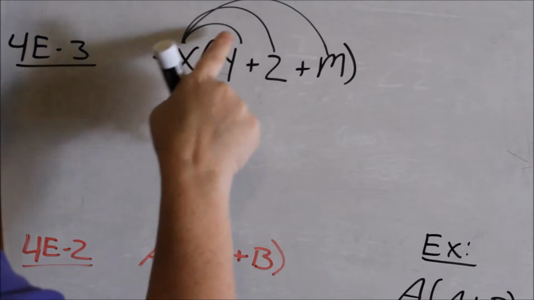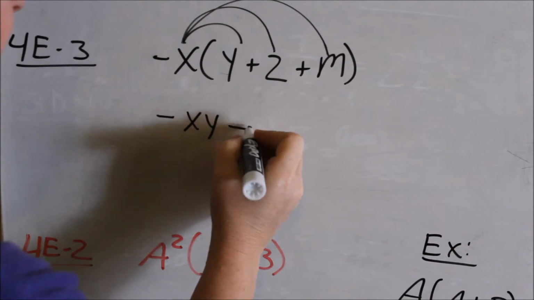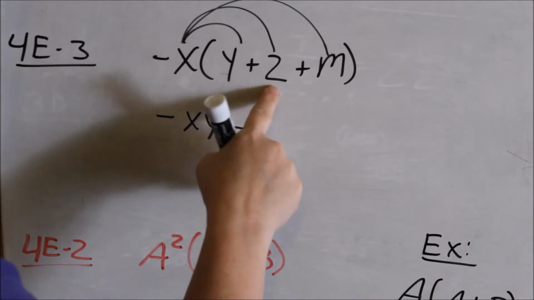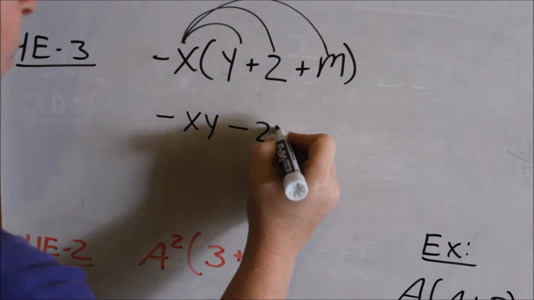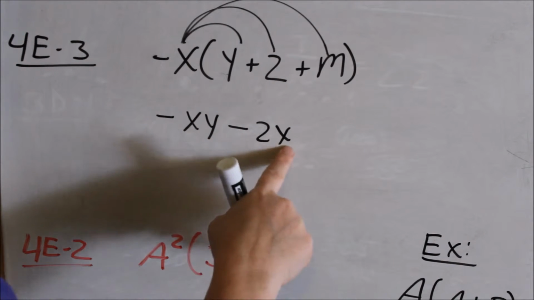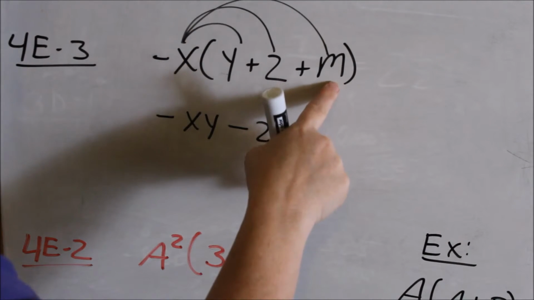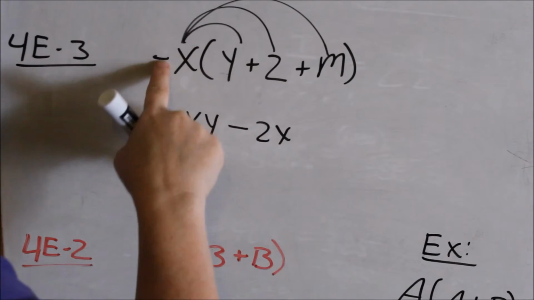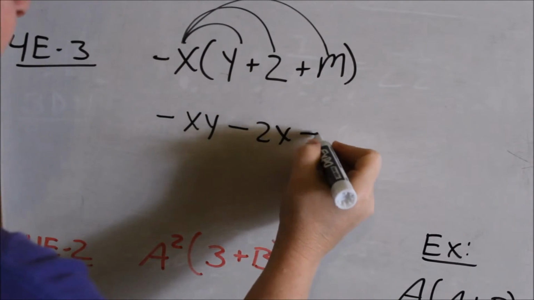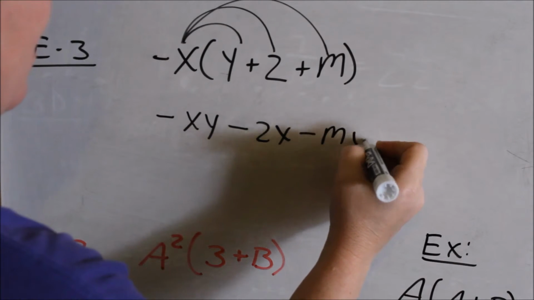Now we do negative x times a positive 2. Well, a negative times a positive is a negative. X times 2 is just 2x. Write your numbers first and then your letters. So 2x implies 2 times x. Negative x times m, a positive m. Well, a negative times a positive is a negative. X times m, we just write that as mx.